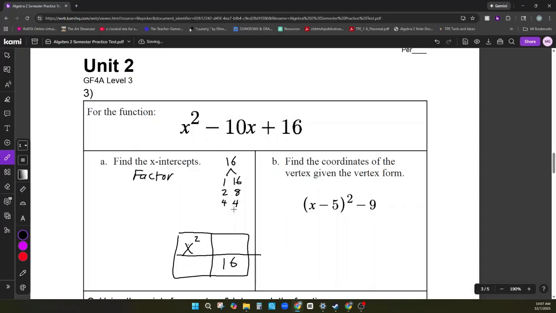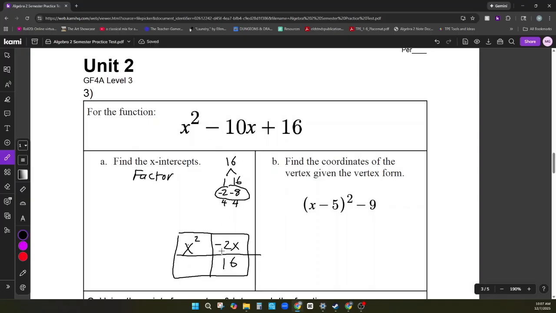And looking at my prospects, the one that immediately stands out is 2 and 8, because 2 and 8 would add up to be 10. However, I want it to be a -10, so I'm going to go ahead and try making both of these negative. When that happens, -2 times -8 still does give me +16. So this combination works. -2 plus -8 will give me -10.